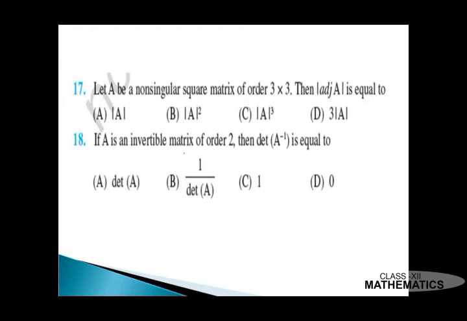And what is n here? n is the order. And here the order is given to be 3. So the answer will be what? Determinant of A raised to 3 minus 1 is determinant of A square. So B is the correct option. Okay. Now come to the 18th question.